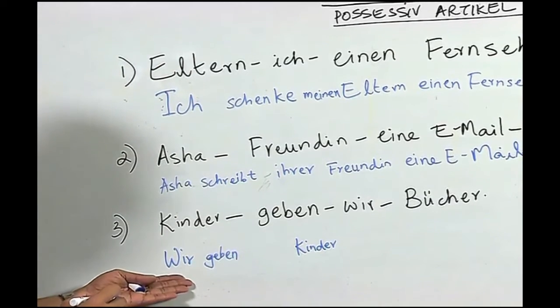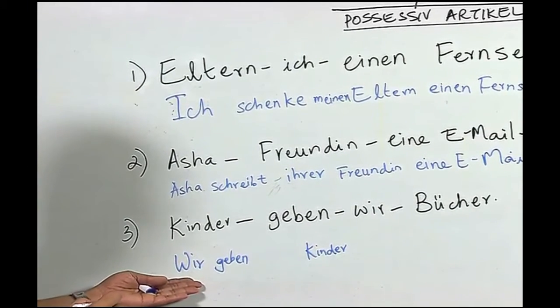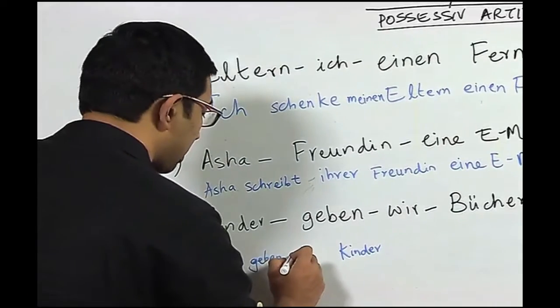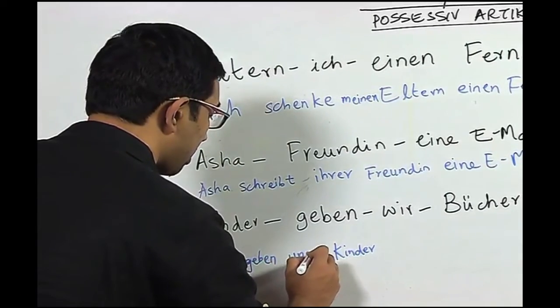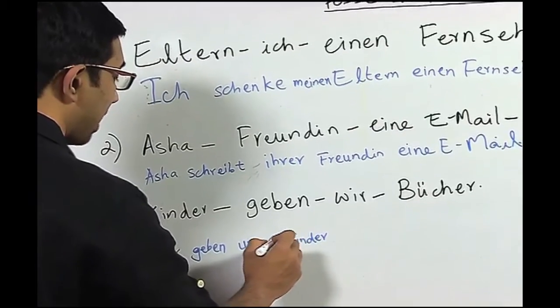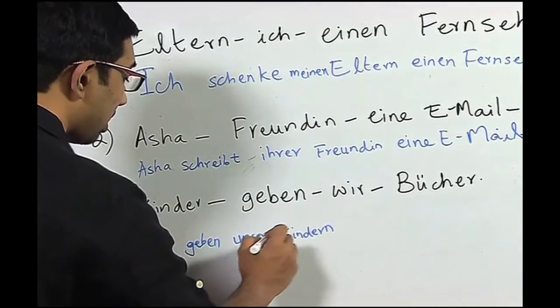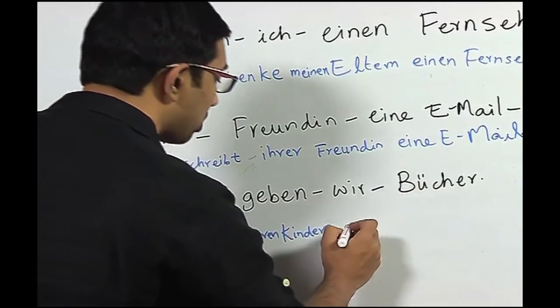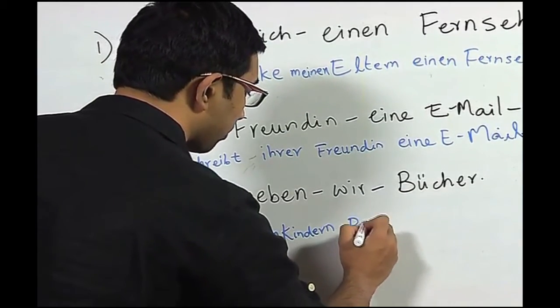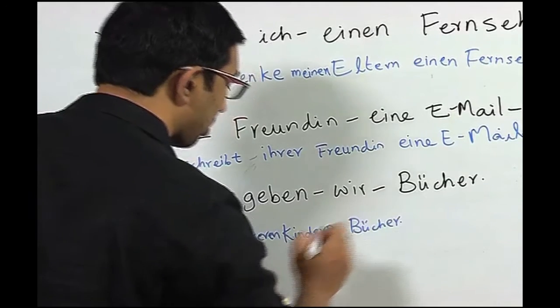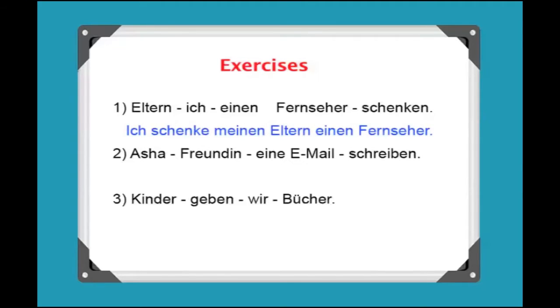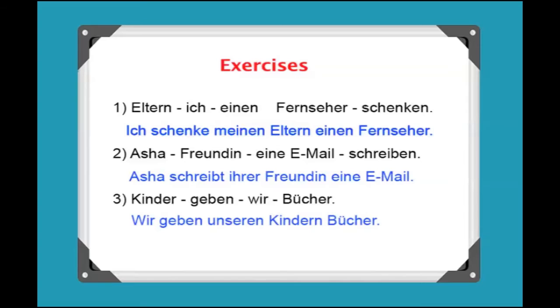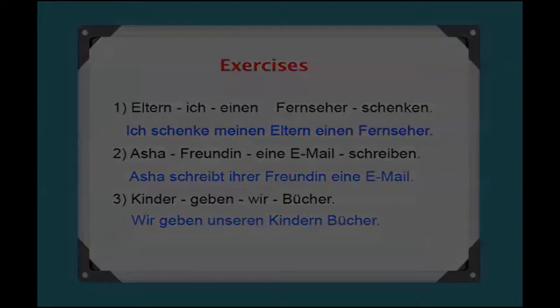For the possessive article, we need the pronoun, which is wir here, and from wir we take the possessive article unser, and since you know in dative we always have the ending n for the noun, we have Kindern and also the ending unseren Kindern, and here we have the Bücher, which is the accusative.